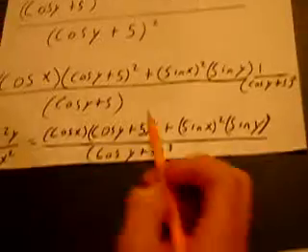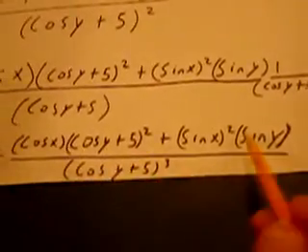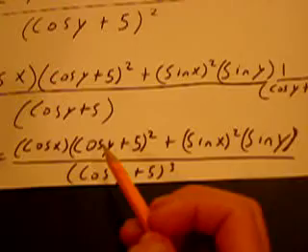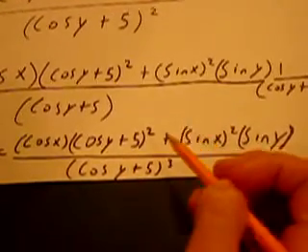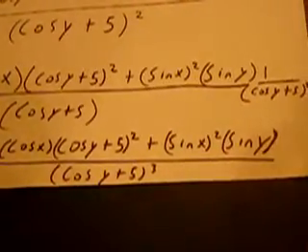So I did that. I got the final answer after a little bit of simplification. I got the final answer here of cosine x times cosine y plus 5 squared plus sine x squared sine y over cosine y plus 5 cubed. Okay, so that's the first problem I messed up on.